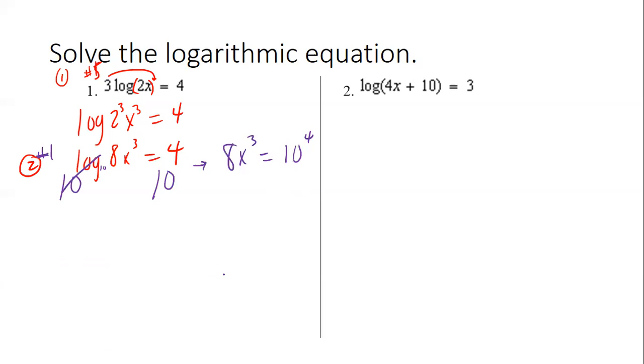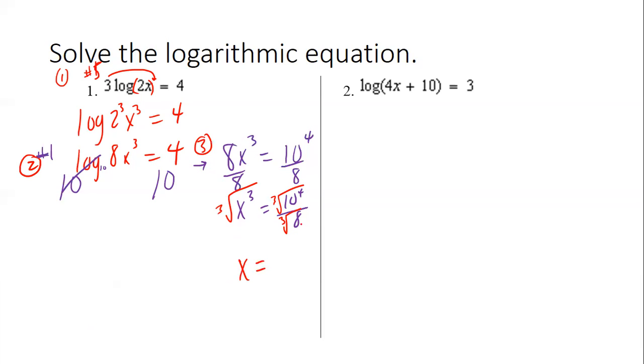Okay, so here, what would you do to get x by itself? Move stuff around. Oh, okay, good call. So what we're gonna do is we're gonna divide by 8, agreed? So we get x cubed equals 10 to the 4th divided by 8. We're on step 3. How do we cancel out a cube? We take the cube root is what she meant to say. So you take the cube root of the numerator and the cube root of the denominator.